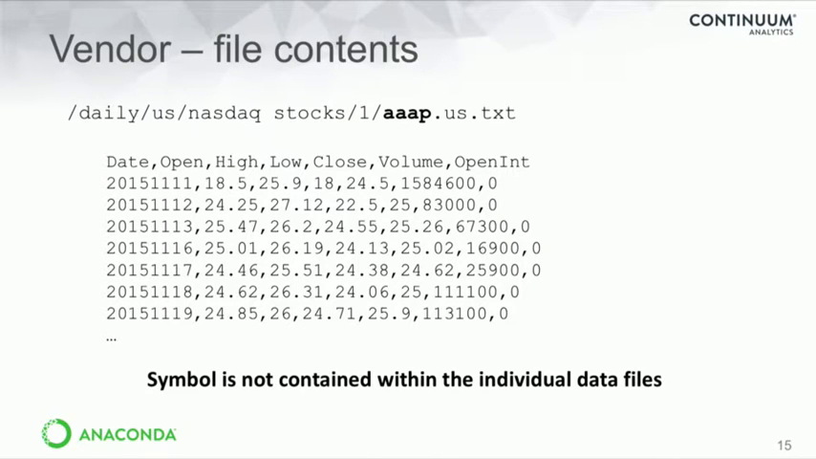Inside the file, this is an example of what one of the files looks like, for AAP. The thing to note here is that AAP is not actually in the file. So if I just concatenated all these files together, that's not very useful, because I would have absolutely no idea which symbol one of these daily bars related to.